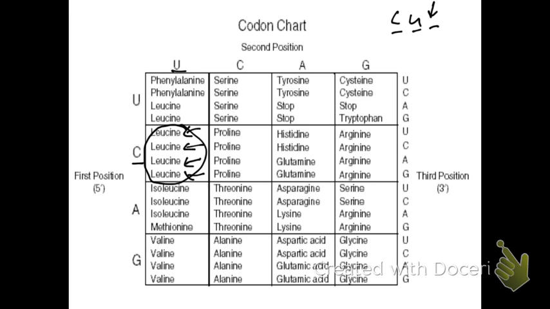The fact that there are multiple codons for each amino acid helps guard against mutations, because even though something mutates, it might not necessarily cause a change in amino acid.